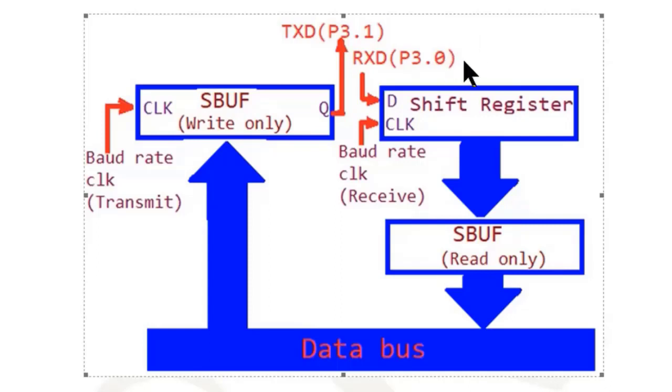So while it is receiving, first thing what will happen, that will be deframed. সেই ডেটাটাকে ফ্রেম ডেটাটাকে ডিফ্রেমড হয়ে 8 বিটে কনভার্ট হবে। That 8 bit will come here in the shift register, and ultimately this will be converted to parallel data, and it will ultimately store in the SBUF register.